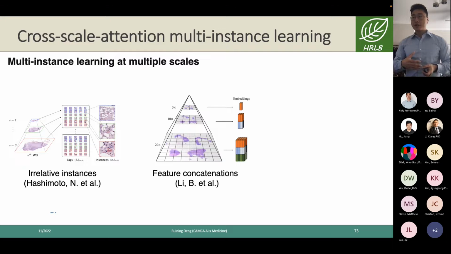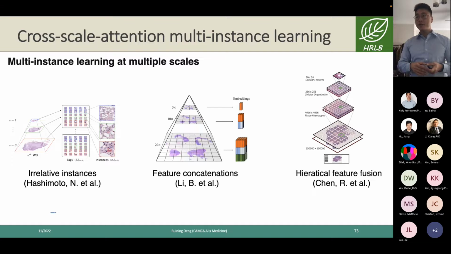And here's the model. At the same locations, they get the features and concatenate them together, which means that 5 times, 10 times, 20 times features are all concatenated as a global pattern for each slice. There are also models that use heuristic feature fusion, where the low resolution patterns just inherit the feature vector from the high resolution patterns.